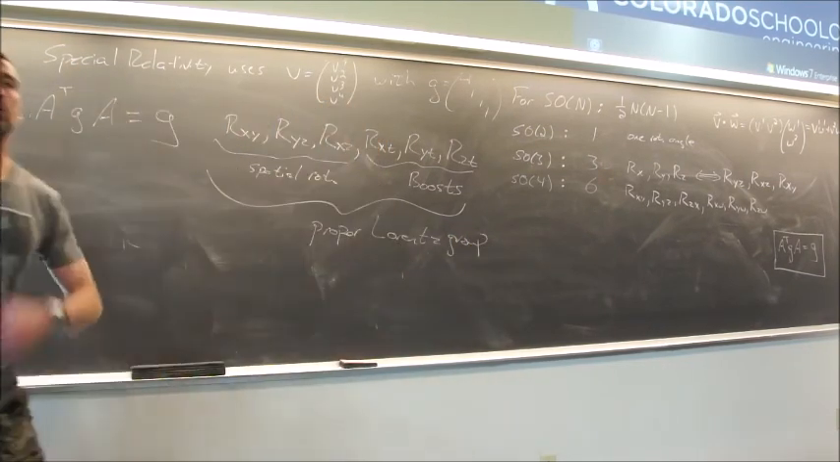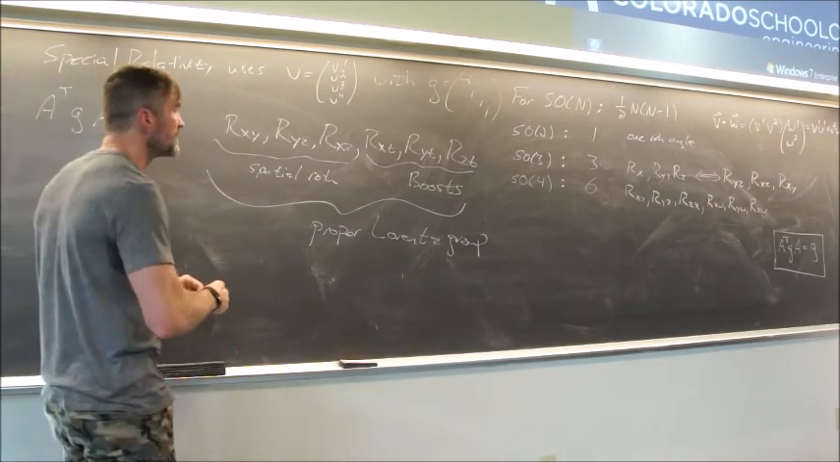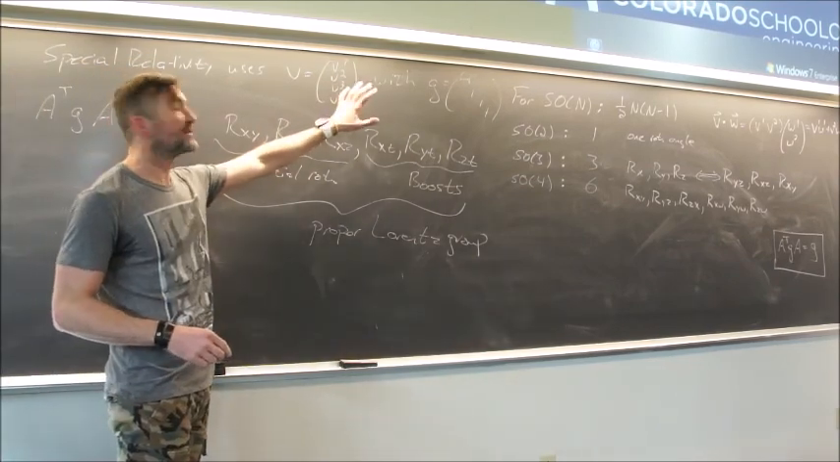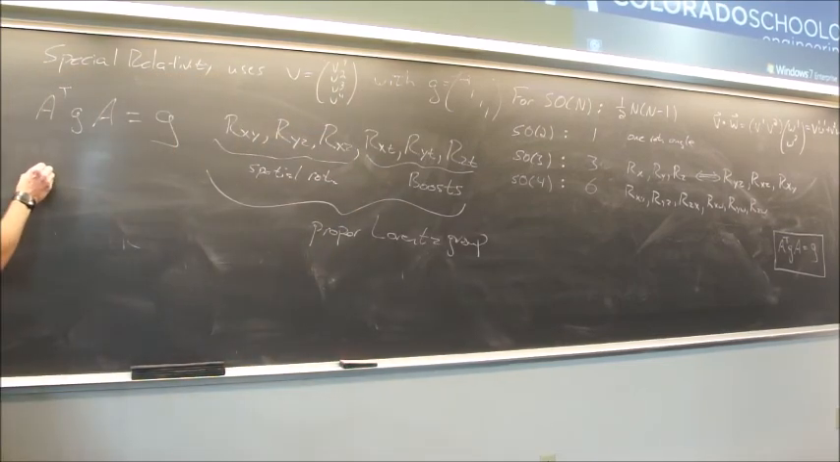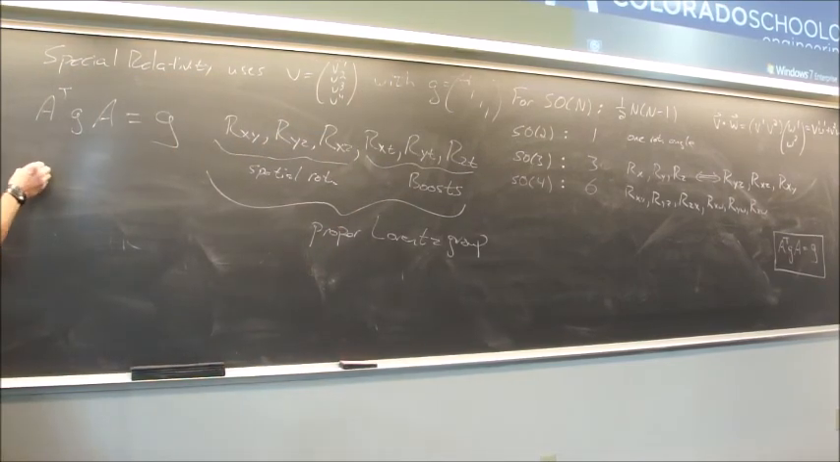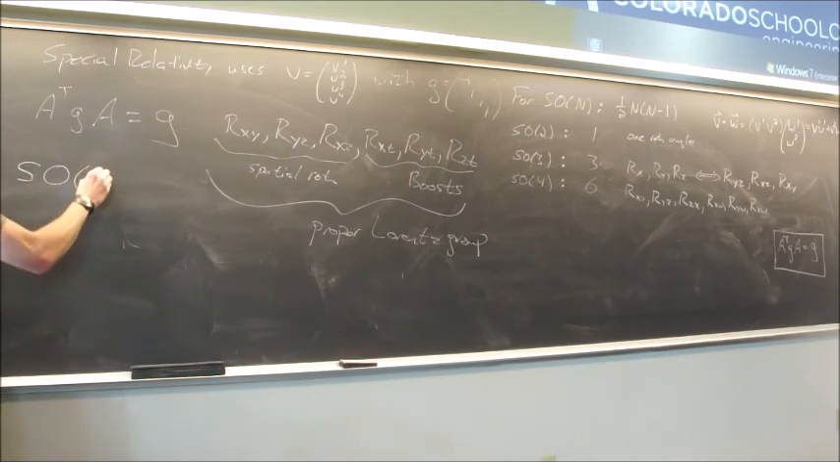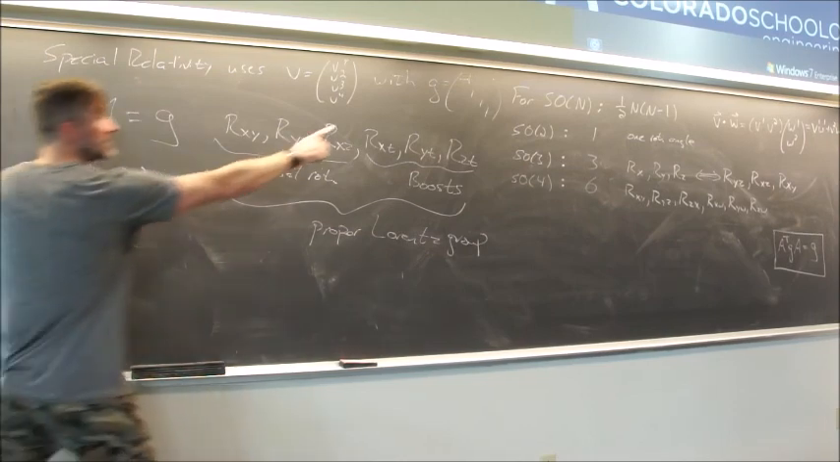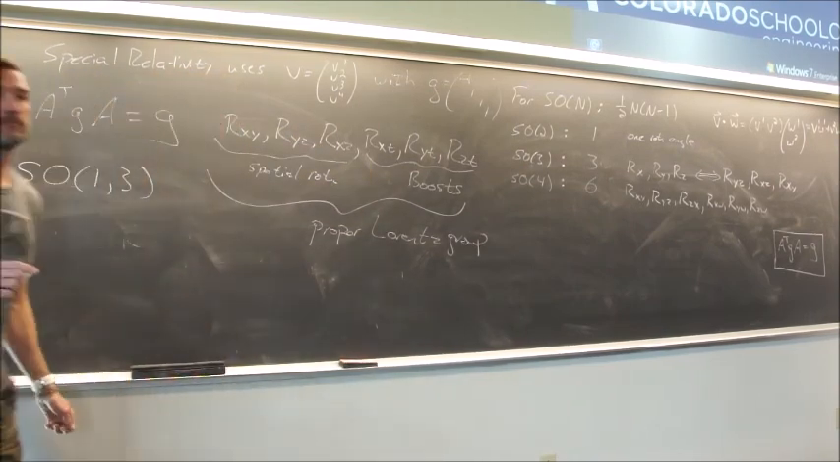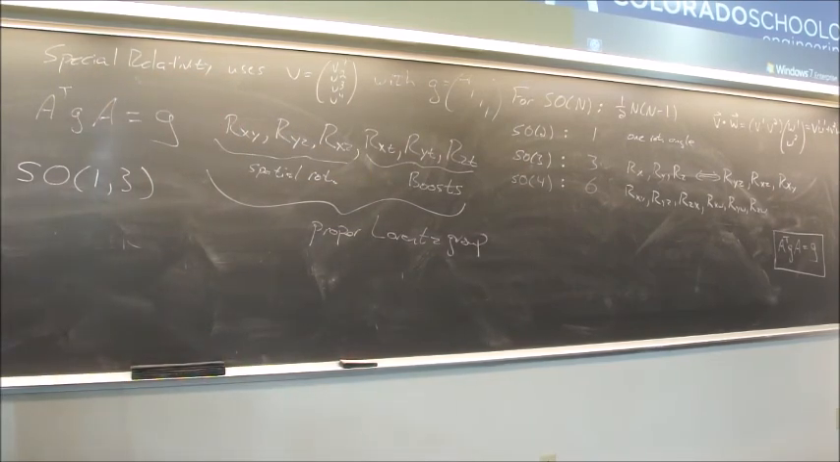We're going to talk a lot more about that next time, but just to give you the name, because you're going to need to know what this is in your homework: if we impose the special condition to make sure it's continuous, we call this group SO(1,3). It's not SO4, it's SO(1,3). This tells you there's a minus sign in the one spot.